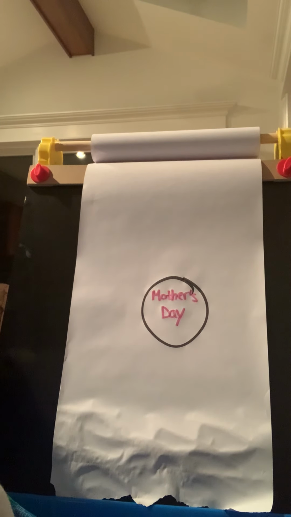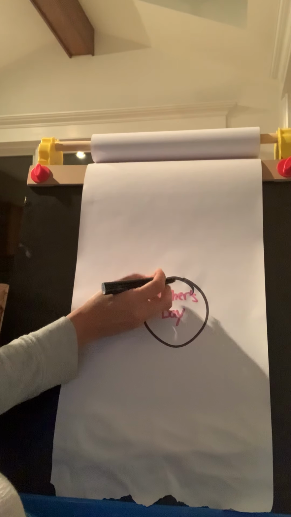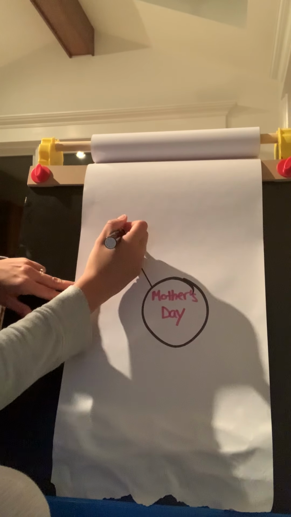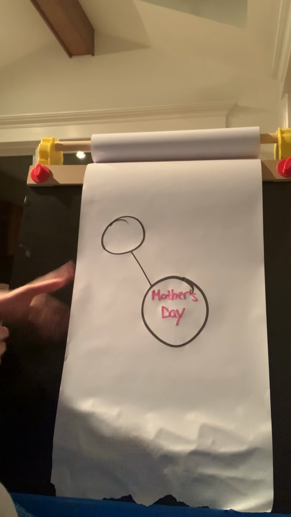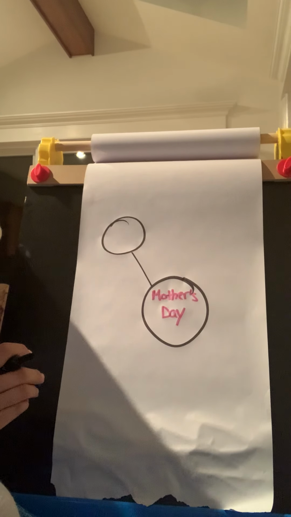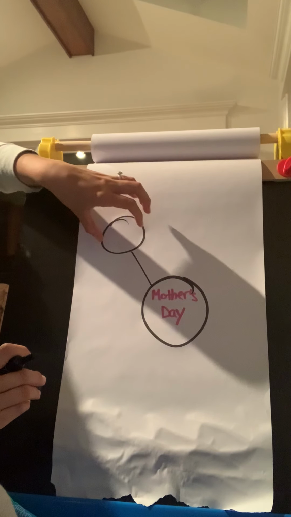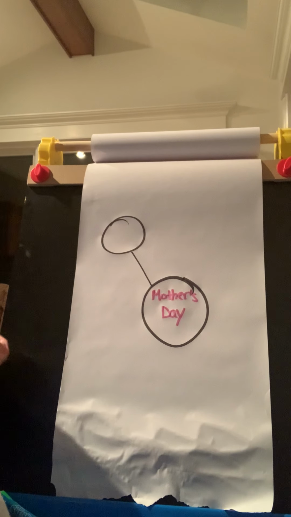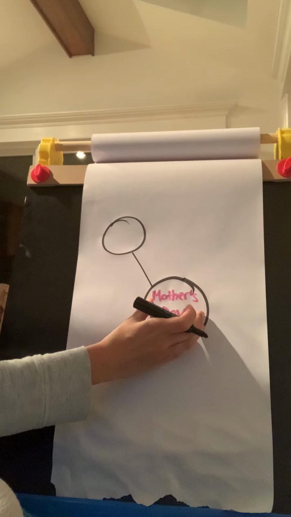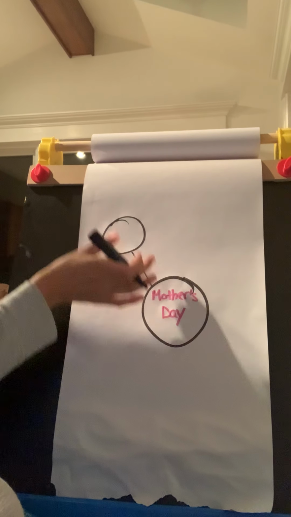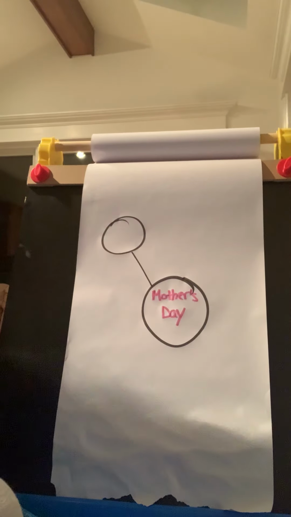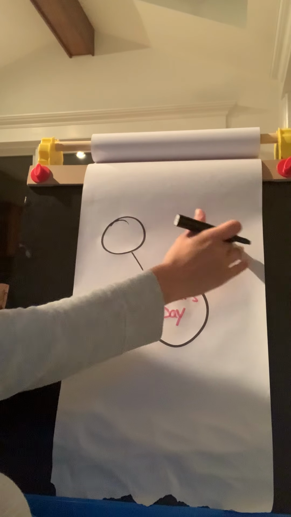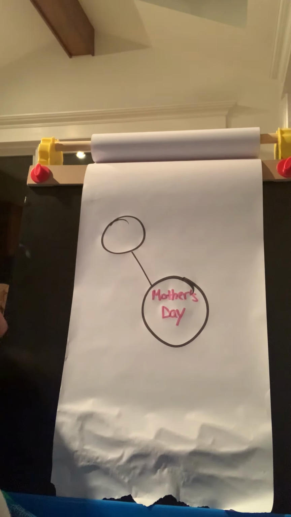Now I have to think about all the things that I did for Mother's Day, right? So I'm going to draw a line and another circle, but this circle is a lot smaller because this is just a small detail of my topic. This is a small part of Mother's Day. It's not everything I did on Mother's Day. It's just one little detail. And when I want to add another one, I'll just make another bubble and another one.